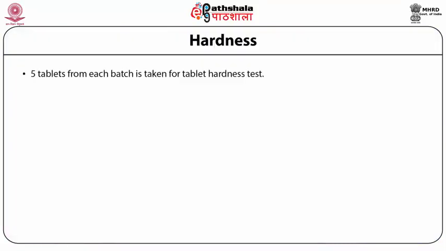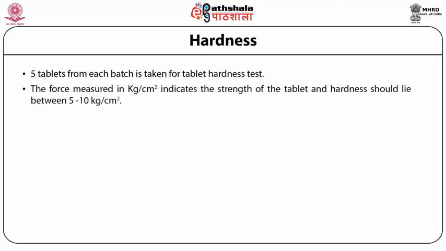Usually 5 tablets from each batch are taken for the tablet hardness test. The force measured in kilogram per centimeter square indicates the strength of the tablet, and the hardness should lie between 5 to 10 kilogram per centimeter square. A limit of plus minus 5% is allowed for compressed tablets.